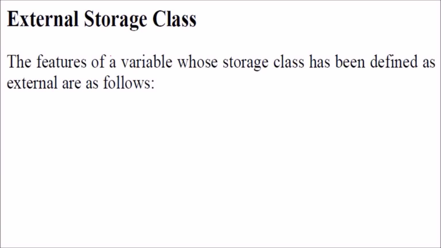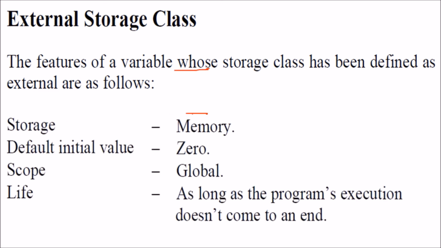External storage class. The features of a variable of this storage class are like this. Storage will be memory. Again, the initial value will be 0. The scope is global. This is very important. The scope is for the program, for the functions in the program, along with the other programs also. So the life is as long as the program execution doesn't come to an end.